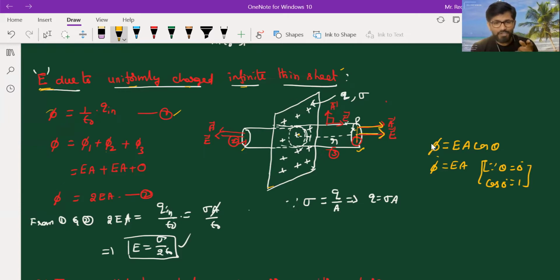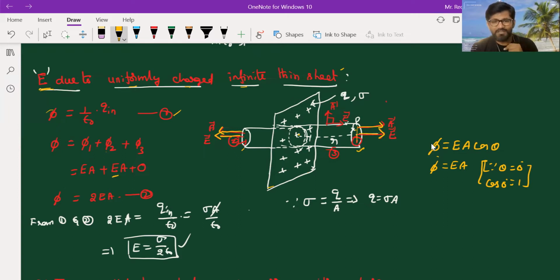Similarly, for flat surface 2, here electric field, because of the positive charge, will be in this direction, and area vector will be along the outward normal, that is in this direction. So they're parallel to one another. So angle theta is 0 here also. So electric flux through this surface is also EA. So flux through the first surface is EA plus flux through the second surface is also EA.